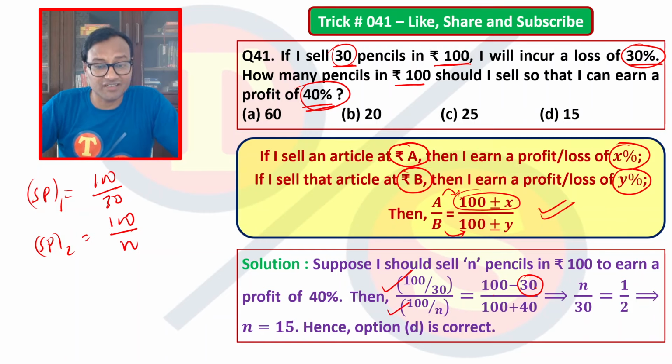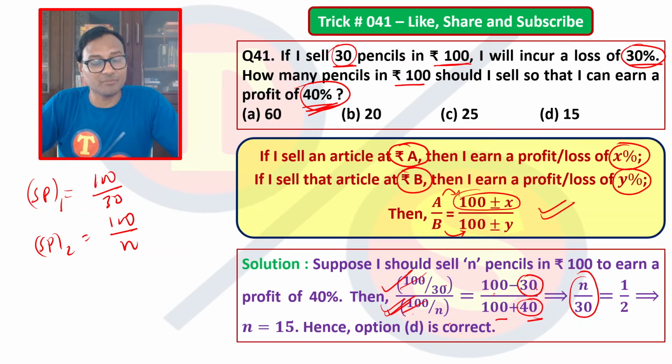After that, in the second case, I have a selling price of 100 by n, and in that case, I must have a profit of 40%. So the ratio value must be 100 plus 40. So 100 by 30 upon 100 by n, 100 will get cancelled and it will be n by 30. Obviously, the fraction in the denominator will get reversed. So it will become n by 30.